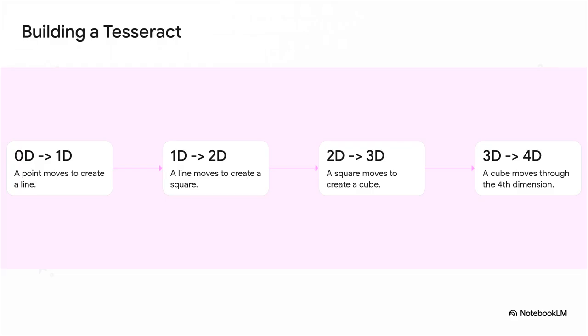You can see the pattern here, right? A point moves and you get a line. A line moves at a right angle to itself and boom, you've got a square. A square moves at a right angle to itself and you get a cube. So logically, the next step is to move the whole cube at a right angle to itself, and that's where our poor 3D brains just hit a brick wall.